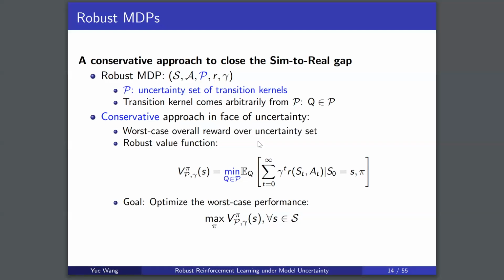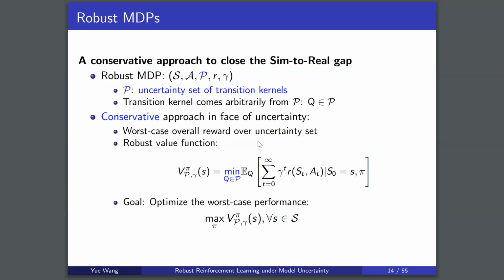So we define the robust value function to be the worst case, or the minimum, of the non-robust value function among all the possible transition kernels belonging to this uncertainty set. So the goal of robust reinforcement learning is to optimize this worst-case performance.